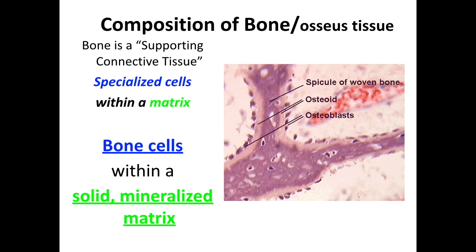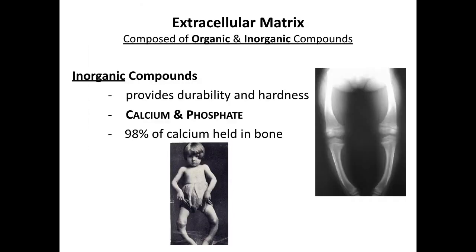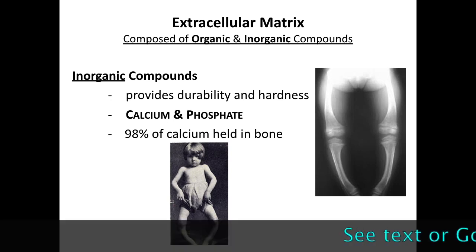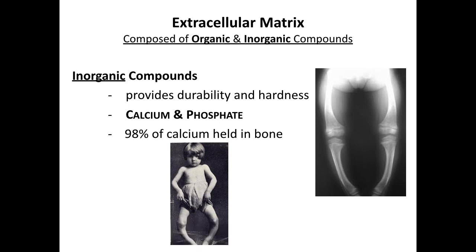The matrix is created by certain bone cells, so it has some organic compounds, mostly collagen fibers and the ground substance, which is going to provide the framework for the mineral crystals which make up the inorganic component. Inorganic components make up about two-thirds of the matrix, made up of mineral deposits such as calcium and phosphate. This is the material left over in skeletons, which can last millions of years. Functionally, this inorganic component increases the compressional strength, that is, the ability to withstand pressure, and also gives it its rigidity, that is, its stiffness.